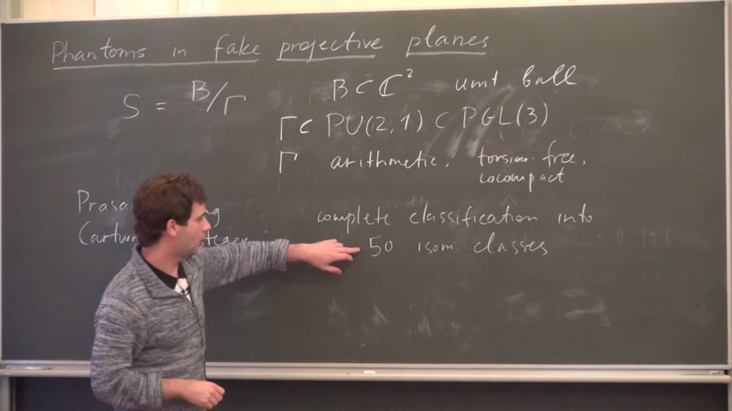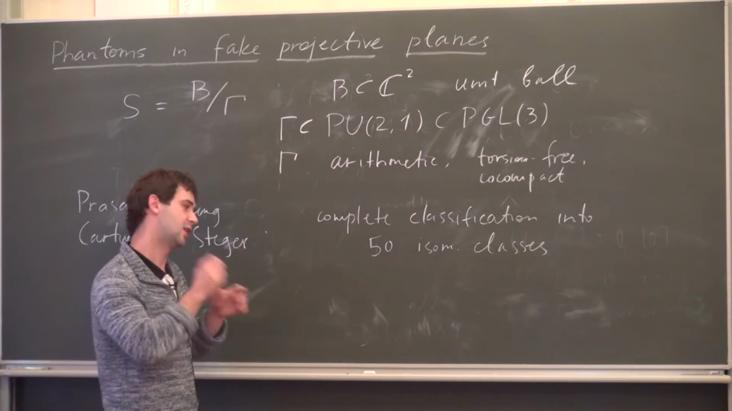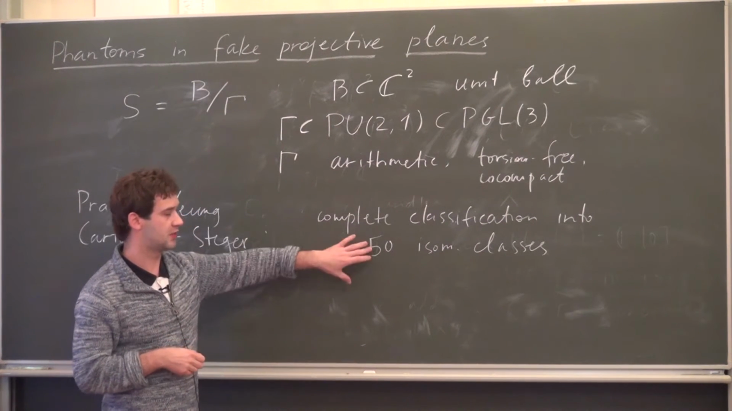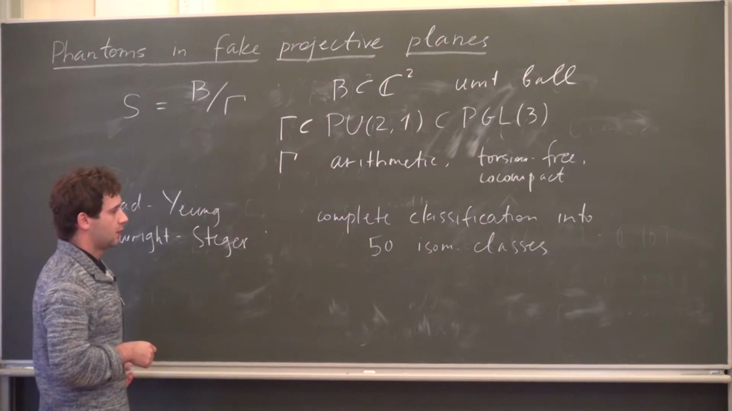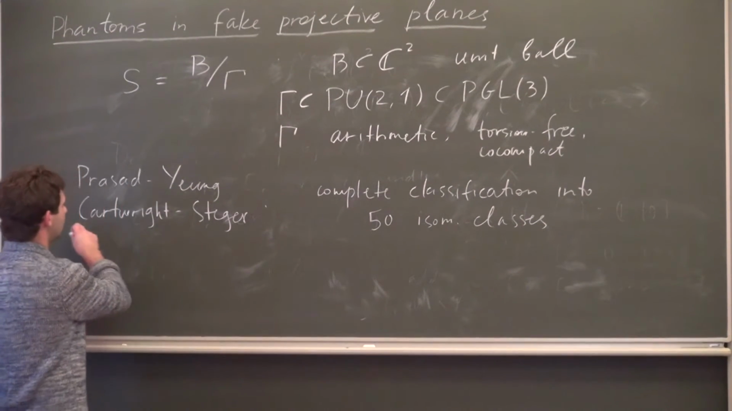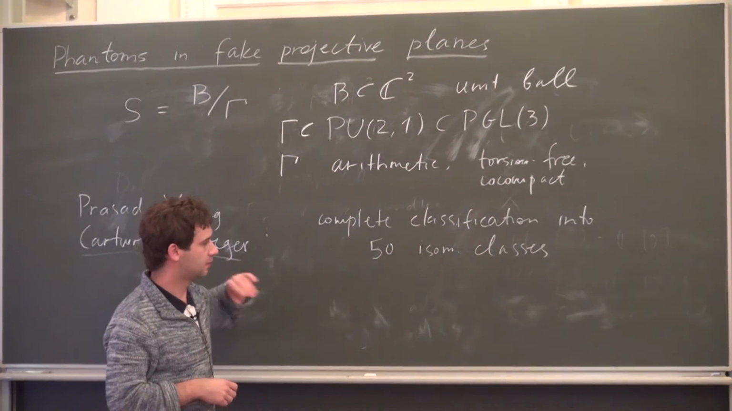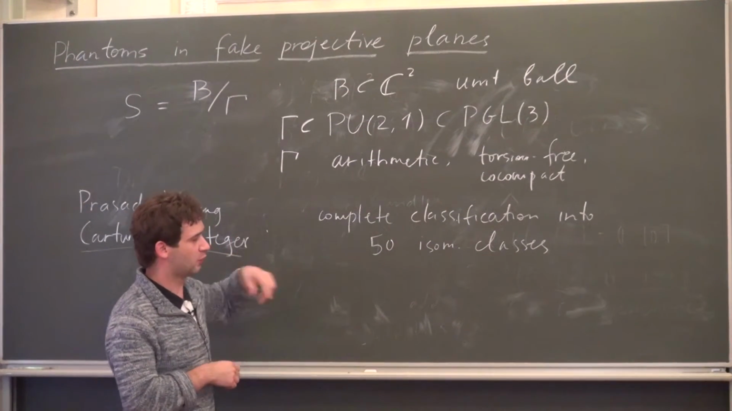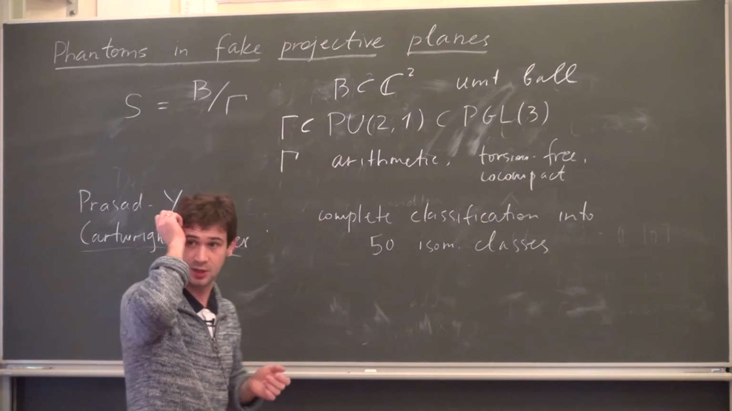I won't tell about this. It requires some arithmetic data, like a number field, a couple of primes, and an algebra over this number field, and then they construct such a thing. Cartwright and Steger finished it on the computer, so on their website there are plenty of computer codes for each of the subgroups. Everything can be computed about it.